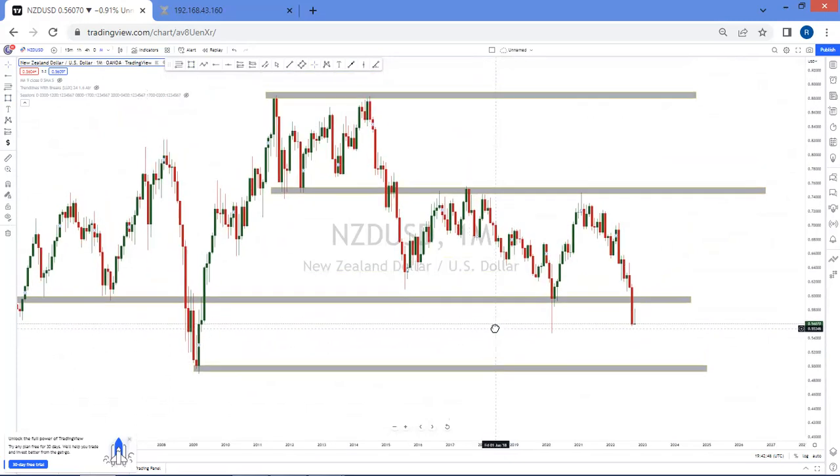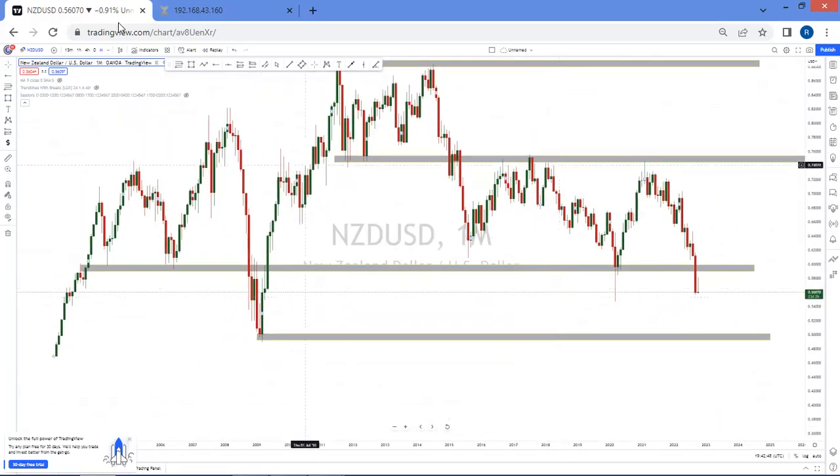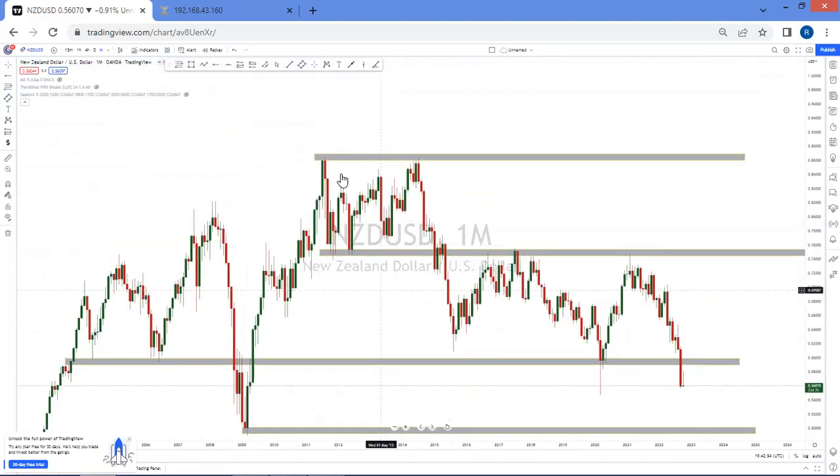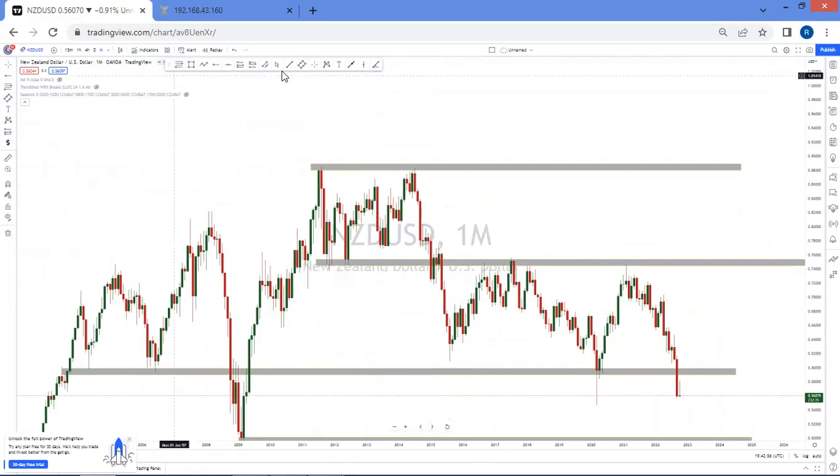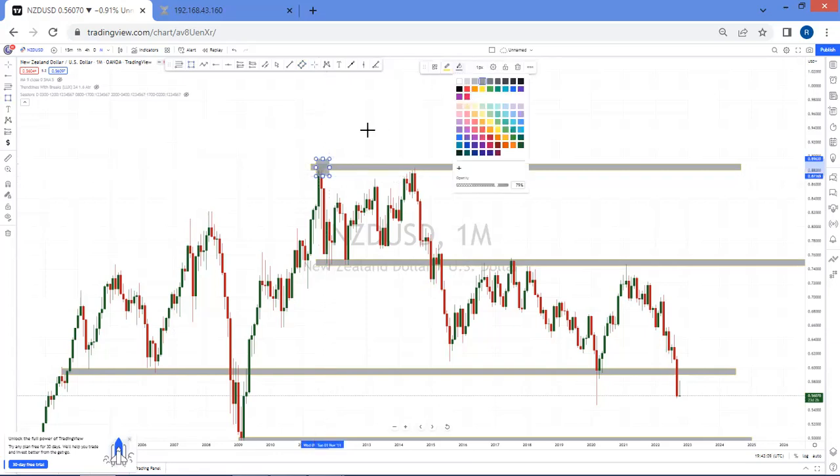Some people may be wondering how I got this. What I did was this. There's a point here in the market, or let me just use my box. Let me change the color to this. See what happened here, see what happened here.